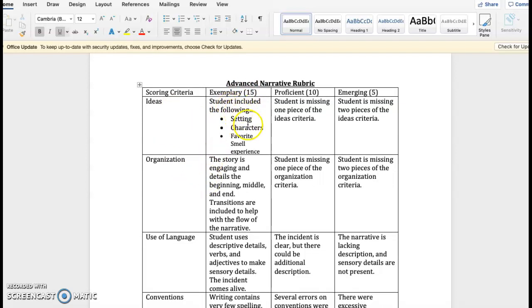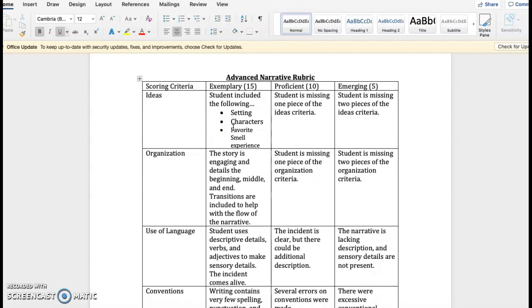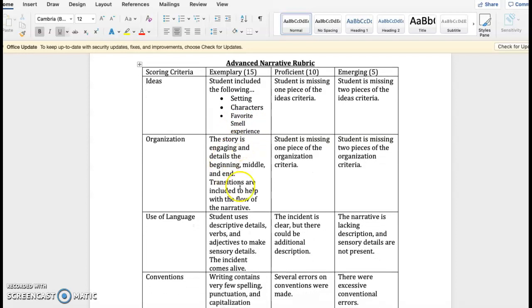The student must include the following setting. It's going to be a big one. The character: we are writing a personal narrative, so you will be the character. There might be other characters involved as well. And then we're going to be talking about our favorite smell experience, and I will get to that in a short bit. The organization: you must have a 5-paragraph essay. It must include the minimum amount of sentences, which will be 6 to 8 per paragraph.